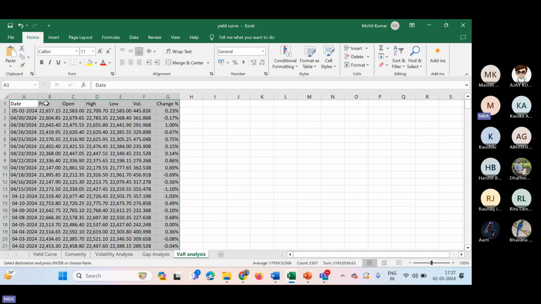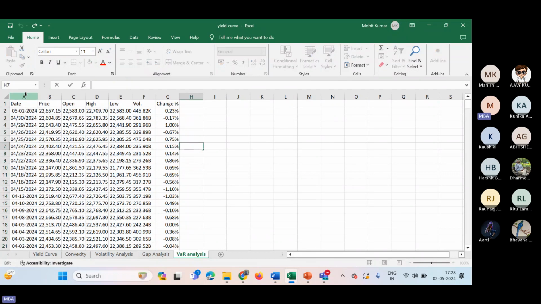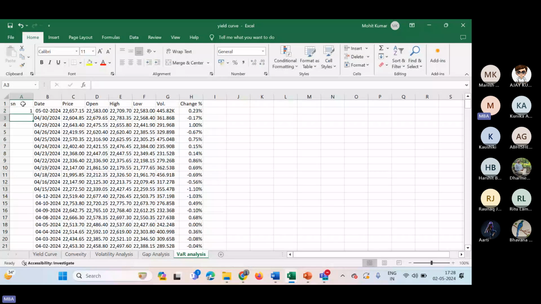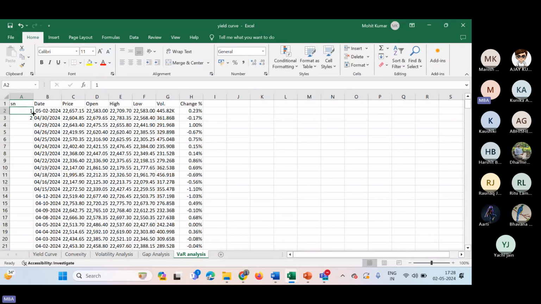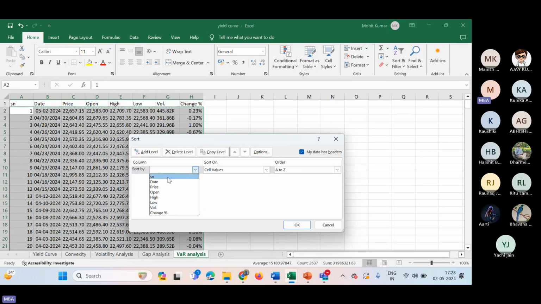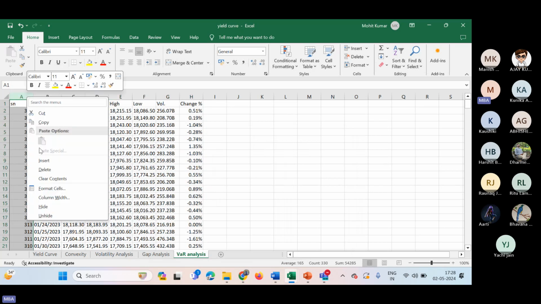Actually, I wanted to do it from 2023 to 2024. No worry, we can do one more thing, because the dates are also not very consistent. If you want 2023 to 2024, I'll just add one more column here and put serial numbers 1, 2, and then double click. Now go to sort, custom sort, and sort by serial number, smallest to largest or largest to smallest. So now you can see the data is in sequence from 2023 to 2024.